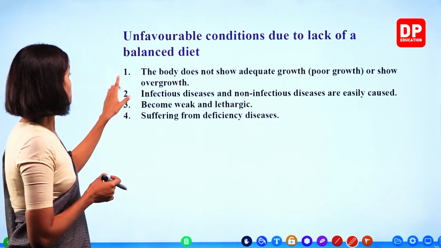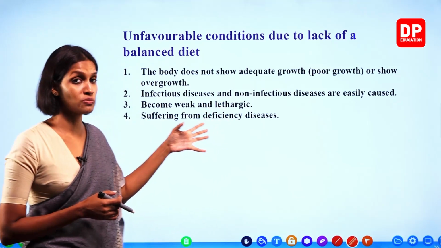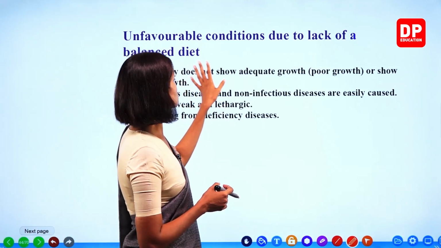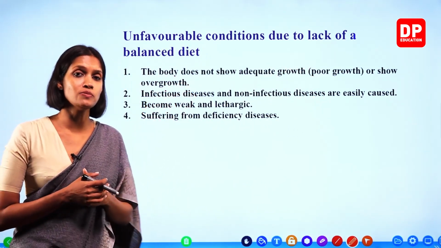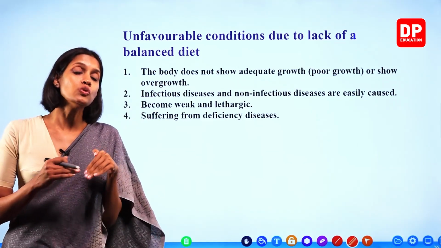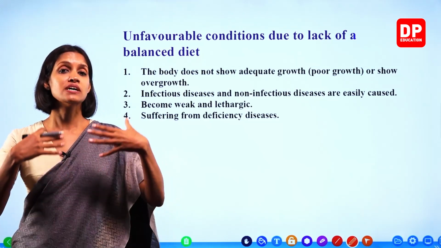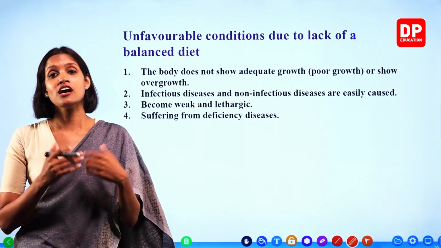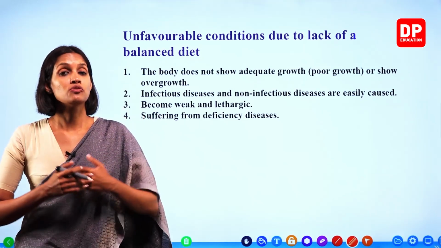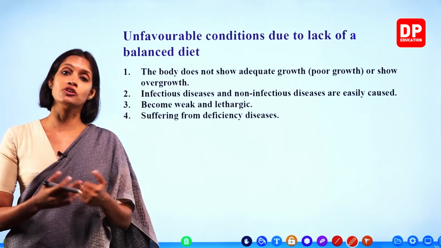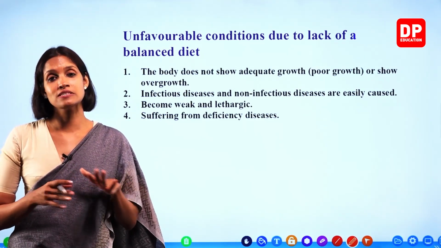Right, children? So what are the unfavorable conditions? The body does not show adequate growth. It affects your growth because of lack of proteins. The body does not show adequate growth, or poor growth, or shows overgrowth. That is also possible. Sometimes we think just eating too little is bad, but eating too much is also bad. When we eat too much of these macronutrients, carbohydrates, proteins and lipids, your growth will be increased. You will become too heavy and that is also not good. Your growth will be too much or too little. Both of those instances are not good.